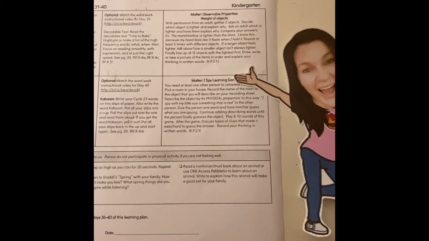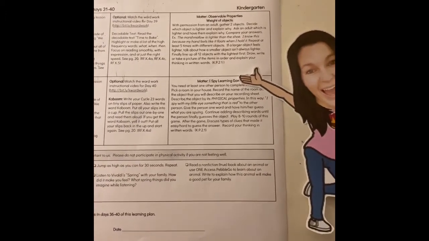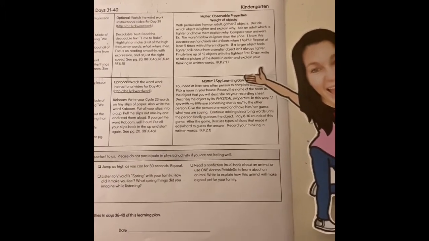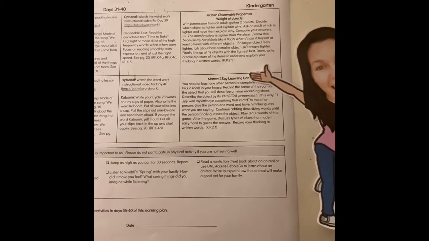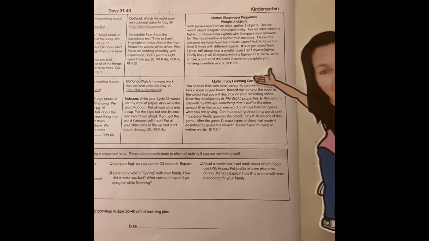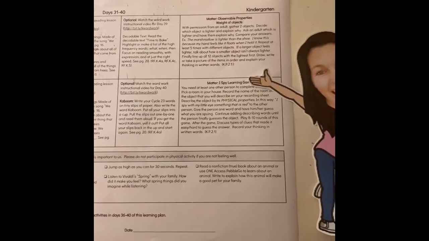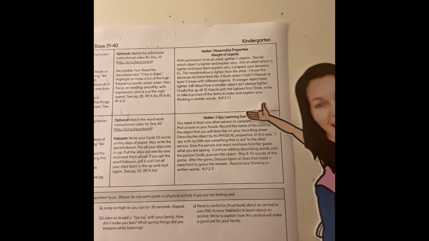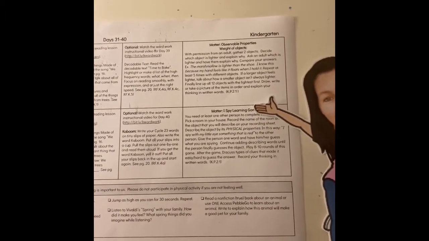So then you would pick up 2 different objects and explain which is lighter, all right? Or which is heavier. If a larger object feels lighter, remember, large doesn't always mean heavy. Sometimes there are large objects that are pretty light, like that huge pot that Owen had on his head earlier. Since it was empty and just made out of plastic, even though it's big, it was pretty light. Okay, if the larger object feels lighter, talk about how a smaller object isn't always lighter.